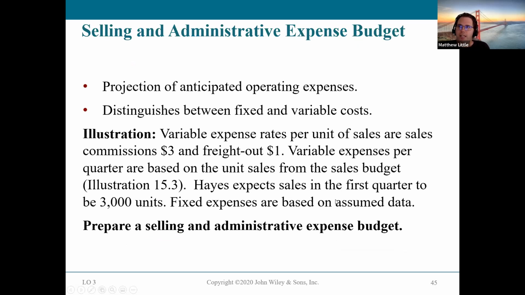Then we can move on to selling and administrative expenses. So it helps us project our anticipated operating expenses. And again, it distinguishes between fixed and variable costs. So we're given an assumption, variable expense rates per unit of sales. Our sales commissions of $3 and freight out to send it to our customer of $1. And Hayes expects sales in the first quarter to be 3,000 units. And fixed expenses are assumed.